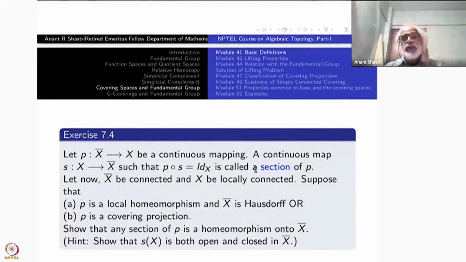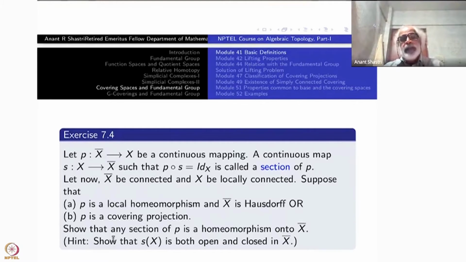Now suppose you have a continuous right inverse, that's called a section. Let now X bar be connected, X be locally connected or locally path connected. I am specifically saying these things here because for this exercise it's important. Now suppose that P is a local homeomorphism and X bar is Hausdorff. So I am not assuming it's a covering projection. In the second part B, I am assuming P is a covering projection, with no Hausdorffness.